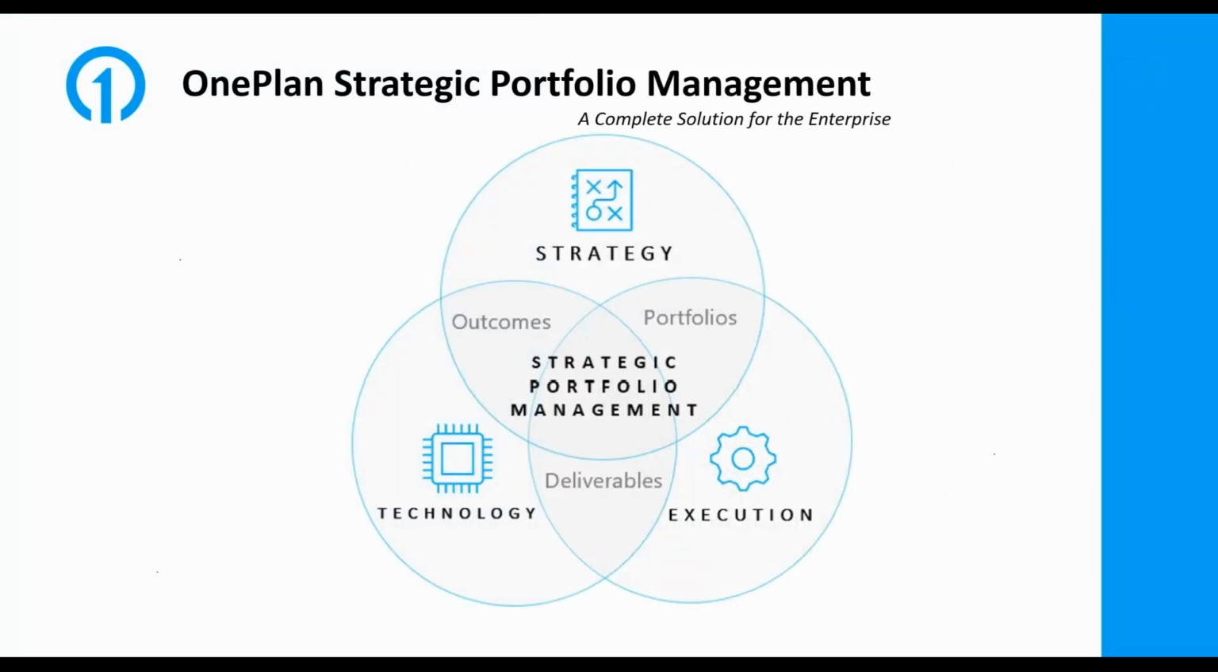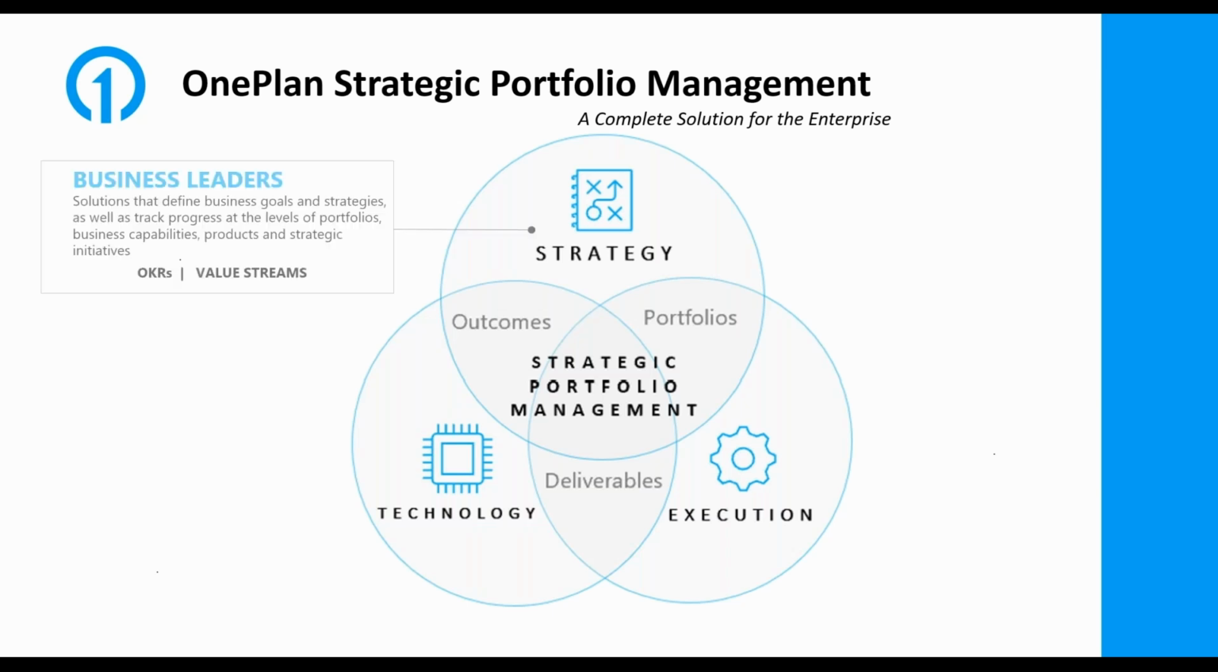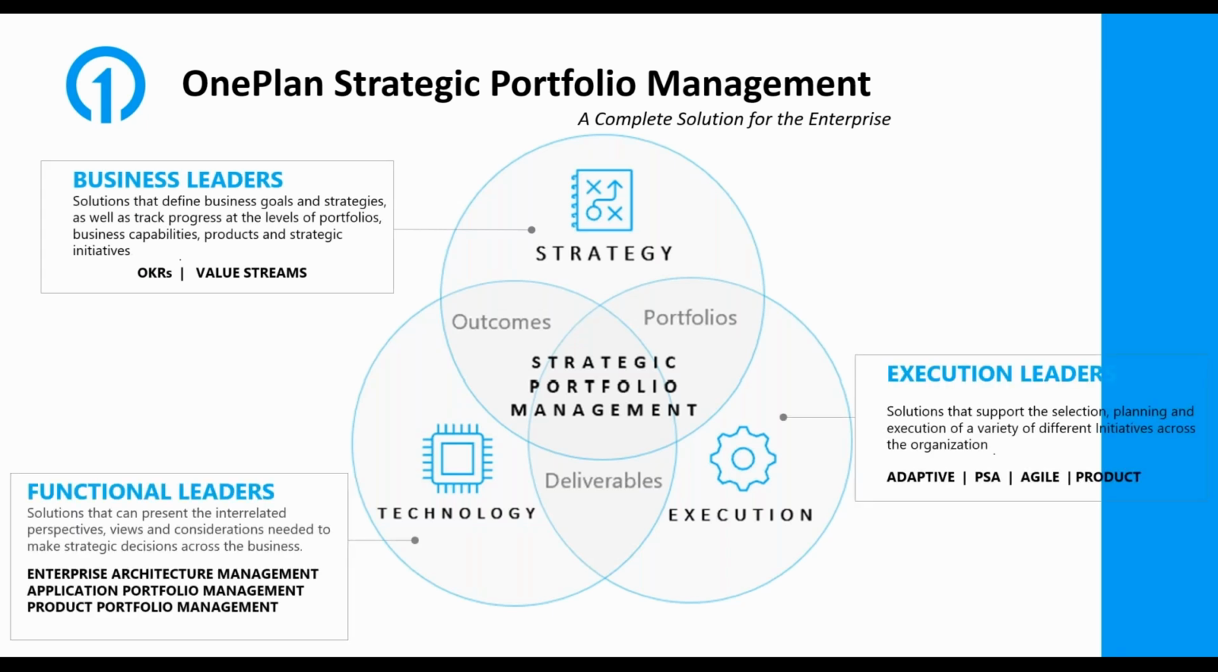So OnePlan strategic portfolio management, of relevance to this particular webinar, ultimately sits at the intersection of strategy, execution, and technology. Each one of these Venn circles involves a different role in the company. Again, when we do implementations, it's important that we think about why we're implementing and who our stakeholders are and who we implement them to. This seems very obvious, but it's so easy to get lost.